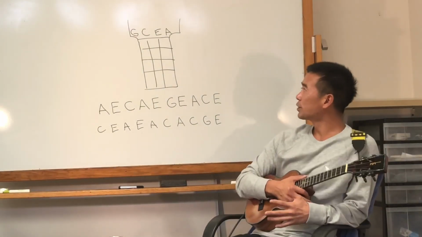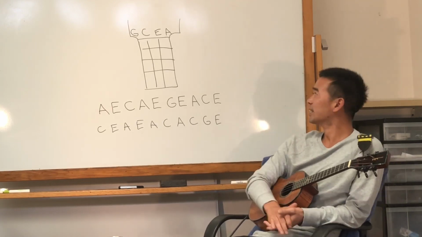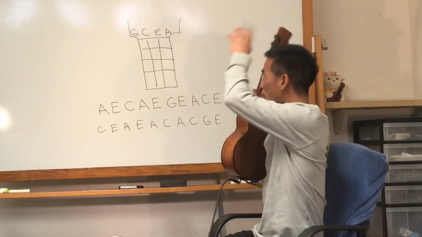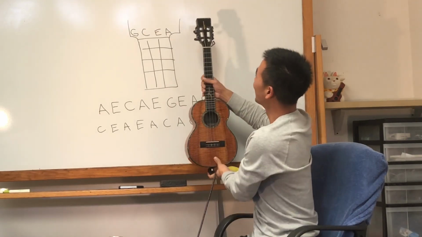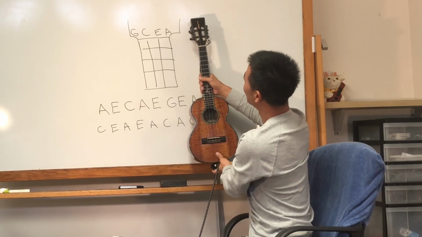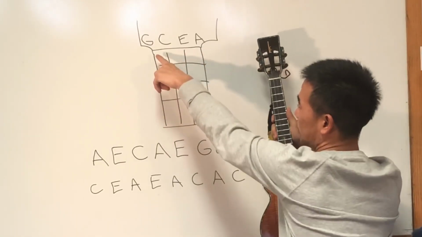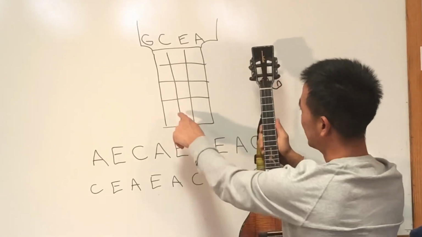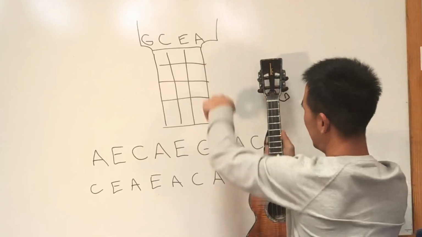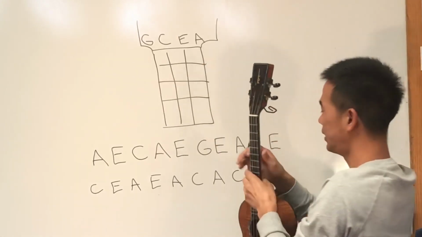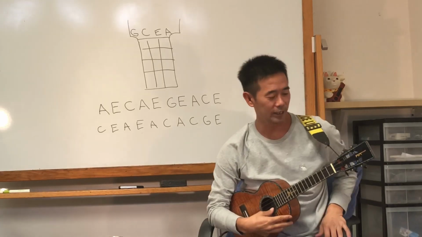So first of all, let's learn the names of the strings. In this drawing, beautiful drawing, we're looking at our ukulele. The lines going up and down like this are the strings. So this one here, G, C, this one here, E, and A. So G, C, E, and A.